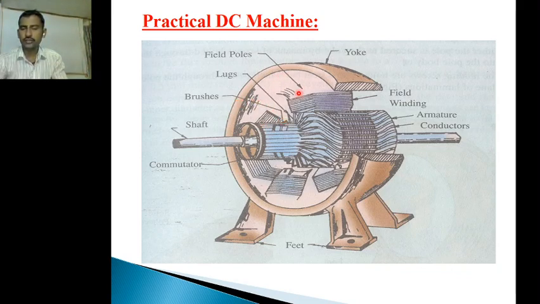And field poles for providing the field winding, and the yoke which surrounds the total arrangement for providing the mechanical strength and support for the field poles, and field winding made on the poles. Armature winding is made on the armature, so for making the armature winding we use armature conductors. These conductors are also provided here. And to make this generator stand, we provide the feet for the generator. So the previous diagram and this diagram are the same, but this diagram is somewhat more stylish. That's all.